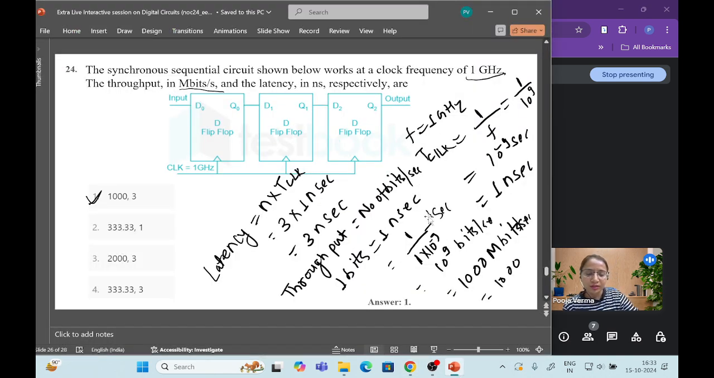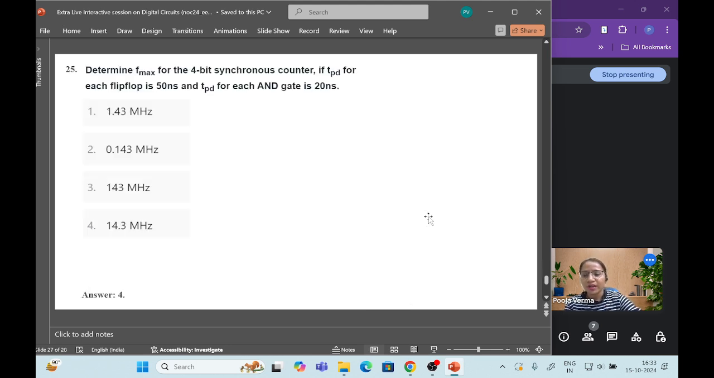Okay, so moving to the next question. So next question is, determine F max for a 4-bit synchronous counter if TPD for each flip-flop is, I'm writing here, 50 nanosecond and TPD for each AND gate is 20 nanosecond. So what will be the total delay?